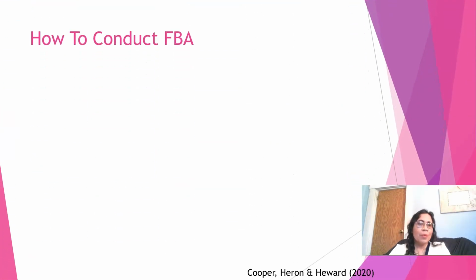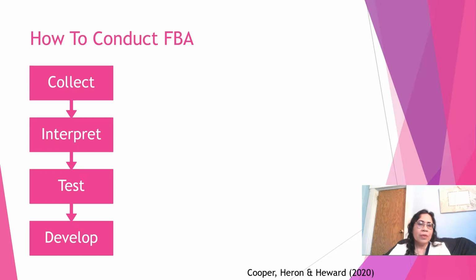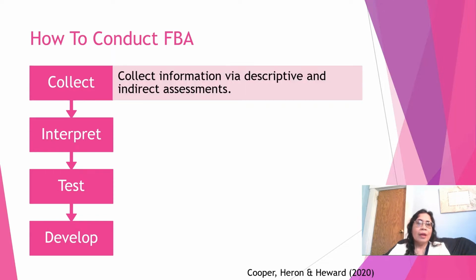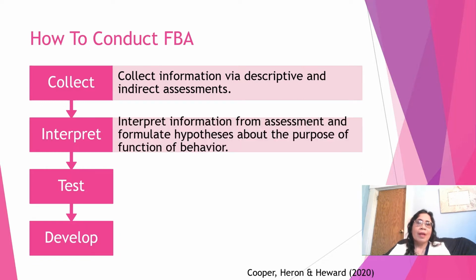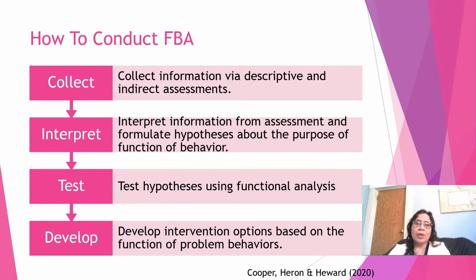Here are the steps on how to conduct FBA. First, collect, interpret, test, and develop. What are we collecting? We are collecting information via descriptive and indirect assessment. Then we interpret information from the assessment and formulate hypotheses about the purpose or function of the behavior. We test hypotheses using functional analysis. Then we develop an intervention based on the function of the problem behavior.